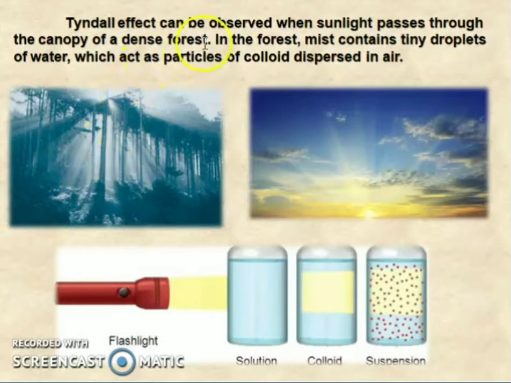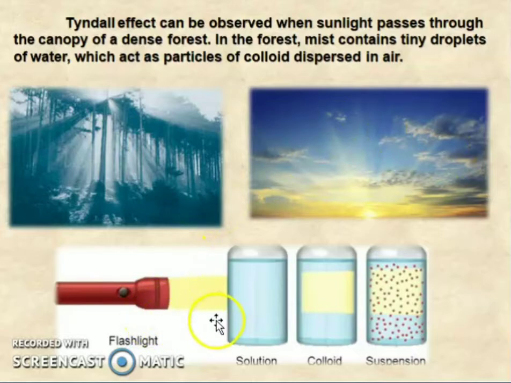So the Tyndall effect can be observed when sunlight passes through the canopies of a dense forest. In the forest, mist contains tiny droplets of water which act as the particles of colloidal dispersion in air. So this is an example of the Tyndall effect in a dense forest. Even through a small hole in a tree, you can see the light rays. So this is also a Tyndall effect.